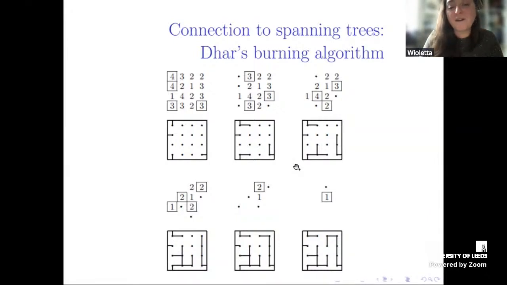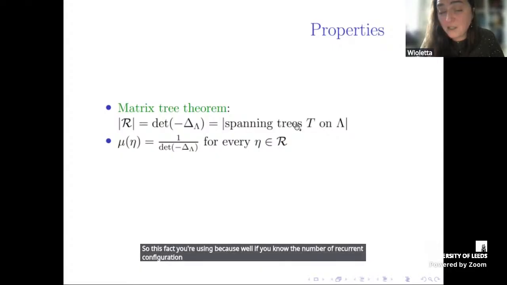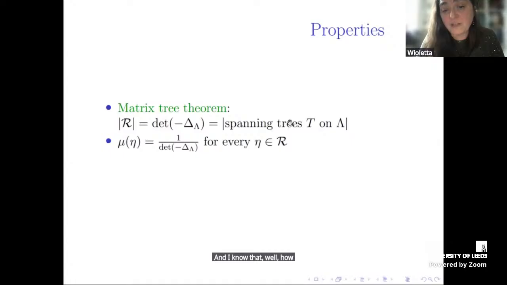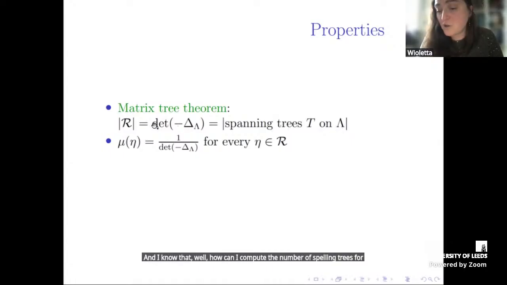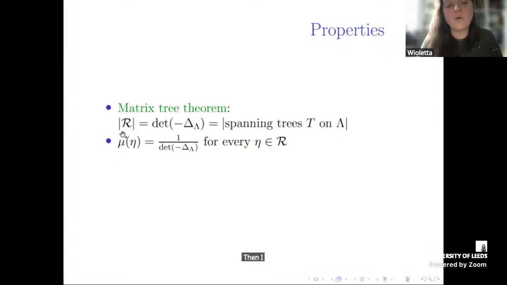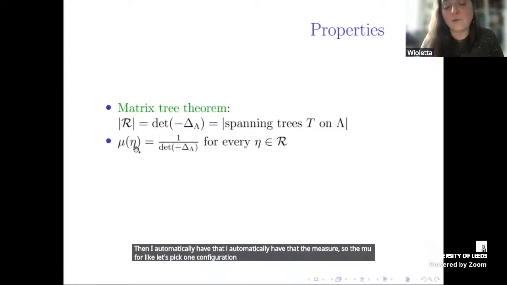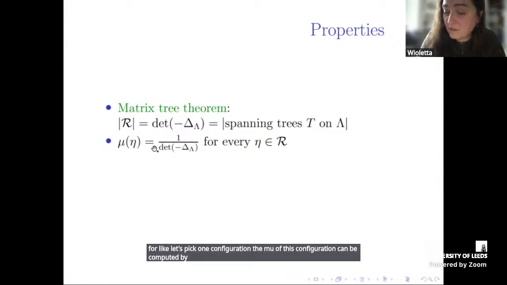You are using this fact because the number of recurrent configurations is equal to the number of spanning trees, and how can I compute the number of spanning trees for some graph? Well, this is just a determinant. Then I automatically have that the mu of a given configuration can be computed as 1 over the determinant of the Laplacian.